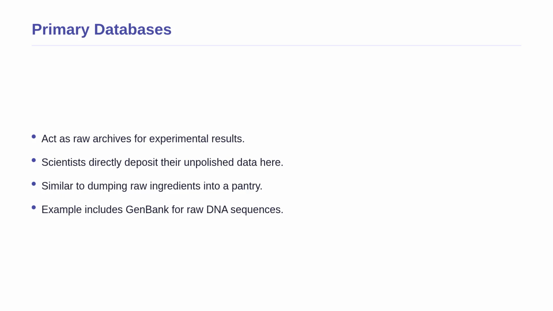To manage this vast information, we divide these databases into three main types, starting with the foundation. First, we have primary databases. You can think of these as raw archives, where scientists directly deposit their experimental results. It is very much like dumping raw ingredients into a pantry before you start cooking. When a researcher discovers a new gene, they first submit the raw sequence to a primary database, like GenBank, to claim their discovery and share it with the world. This raw data is the starting point for all subsequent biological discoveries.